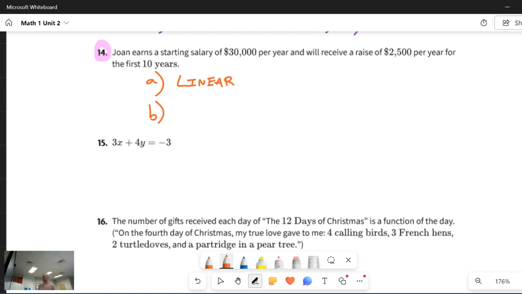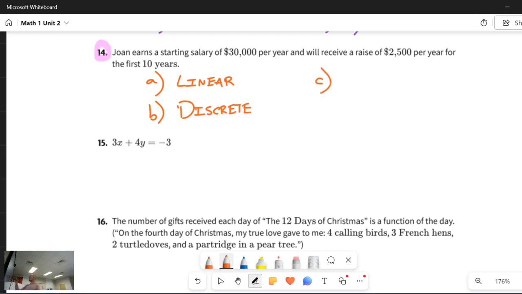Part B asks us, is this going to be continuous or discrete? She's not casually earning $100, $200, $300, $400. She's getting paid at the start of each year. So this is also going to be discrete because she's going to see that jump in her pay at the end of the year, not continuously throughout the entirety of the year.